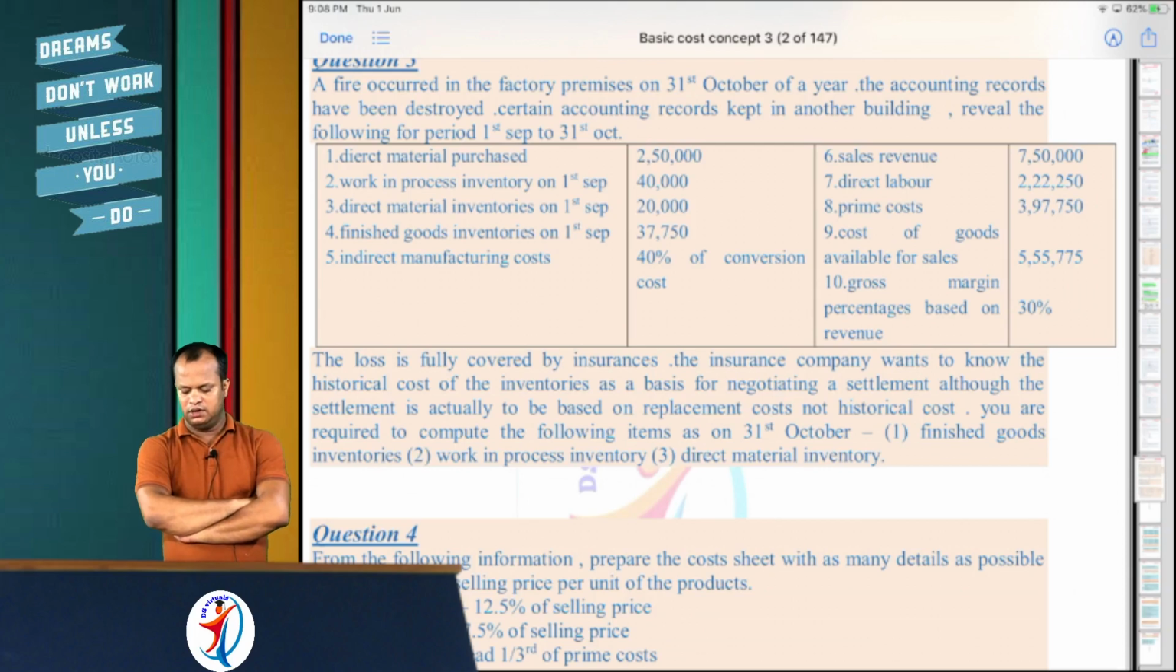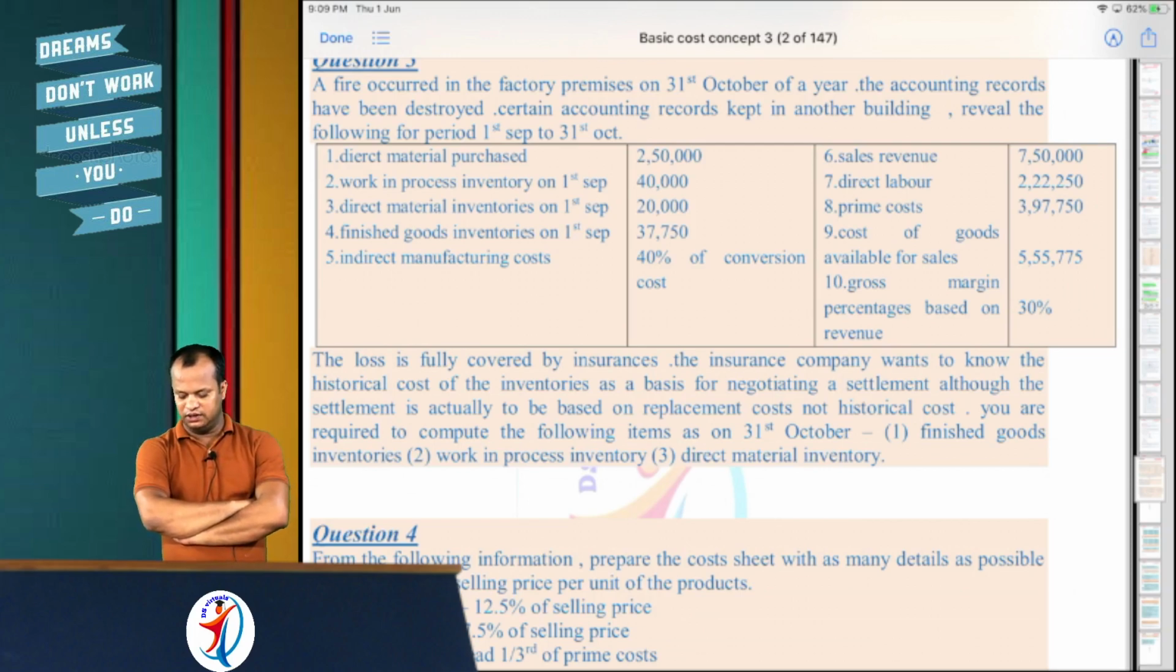Sir, how is cost of goods available for sale found out? Cost of goods available for sale is nothing but cost of production plus opening stock of WIP. Cost of production plus opening stock of finished goods.